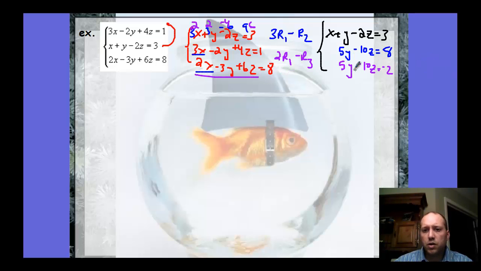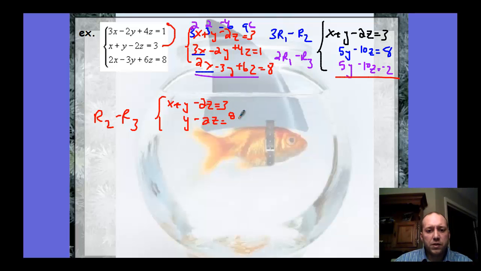So the second and third equation are kind of set up here to just get rid of my y. So I'm going to subtract. So I'm going to do row 2 minus row 3. And if I do that, my first row stays the same. My second one, I could divide it by 5. So I get 8/5 here, but that's okay.